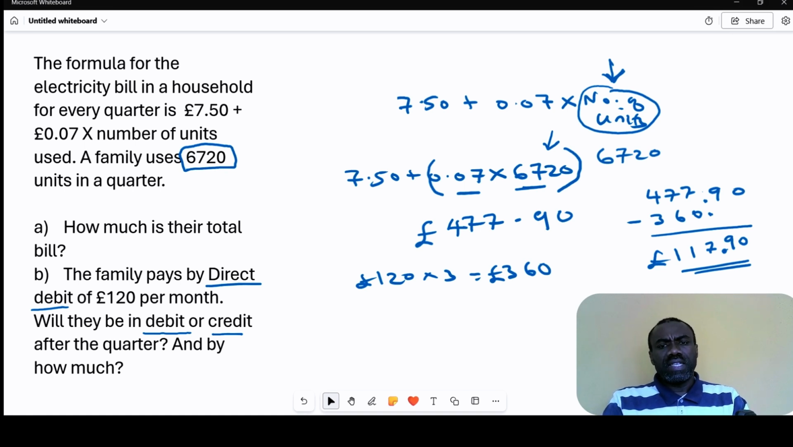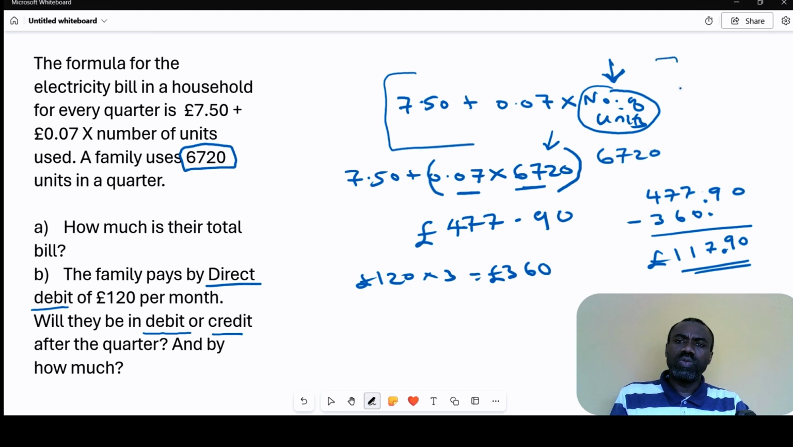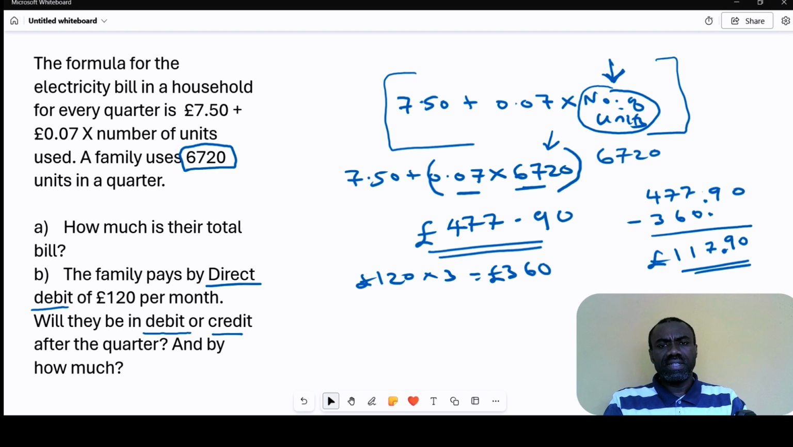What is the point of this question? We have used the skill of substitution to substitute the number of units the family consumed into the formula that the electricity company has given. And by so doing, we are able to work out the specific amount of electricity that the family had used over the 3-month period. And that is the application of substitution.